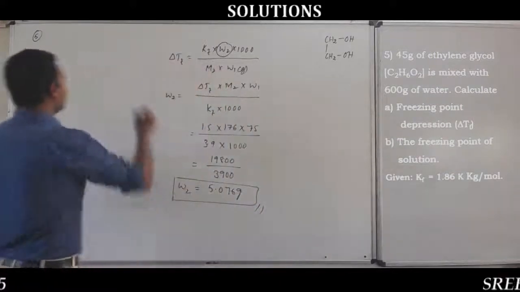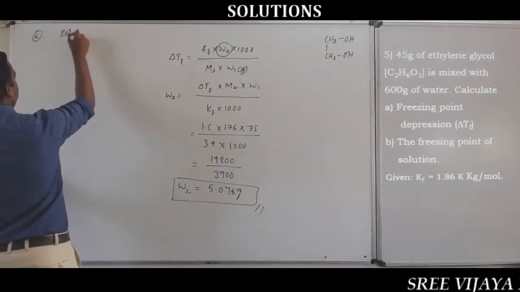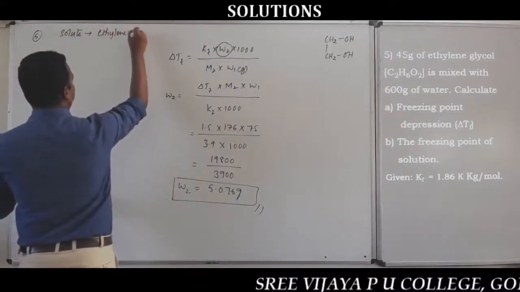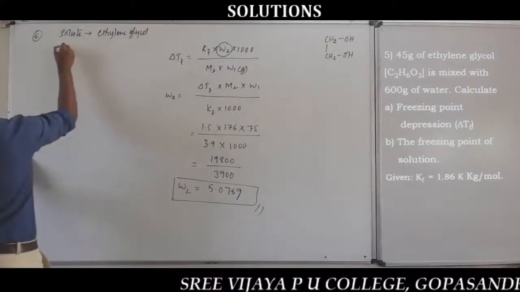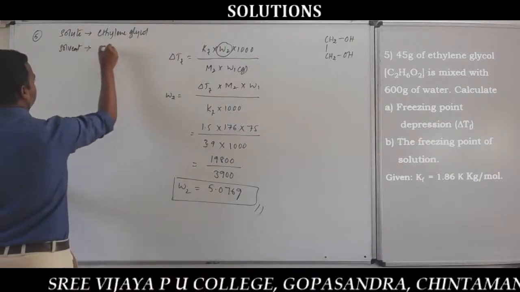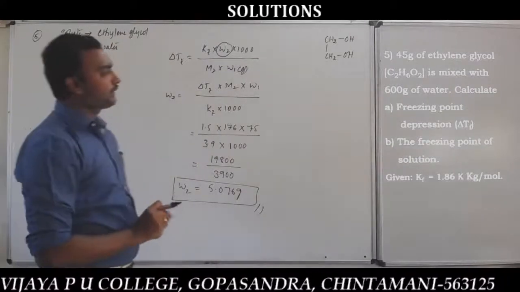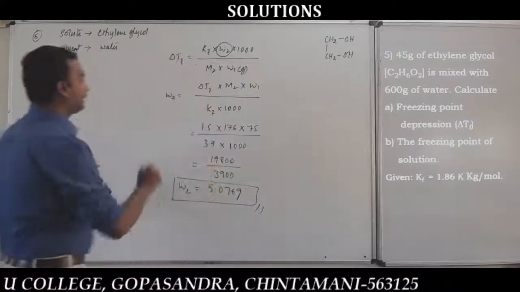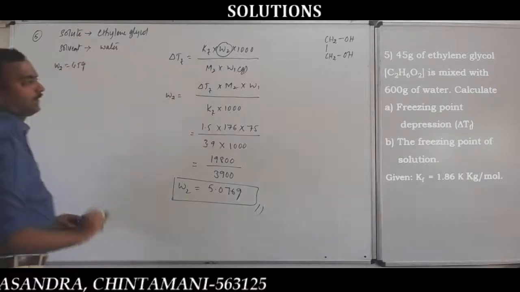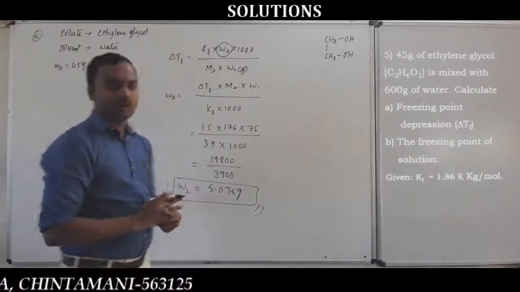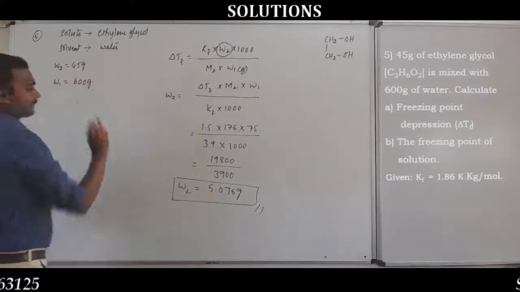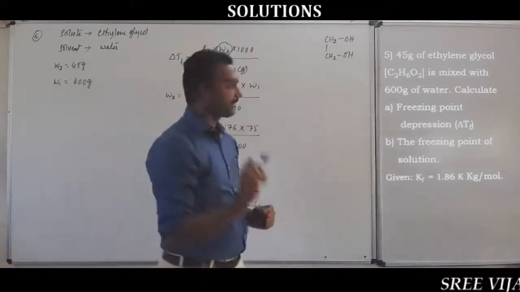So in the given problem, the solute is ethylene glycol, and the solvent is water. So let's calculate the data. 45 gram of ethylene glycol is the solute. Mass of solute, that is W2, is equal to 45 gram. It is mixed with 600 gram of water, that is the mass of solvent, W1, which is 600 gram. Subscript 1 refers to solvent, 2 refers to solute.